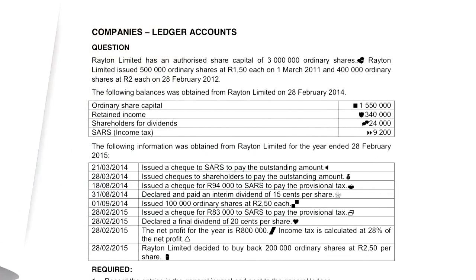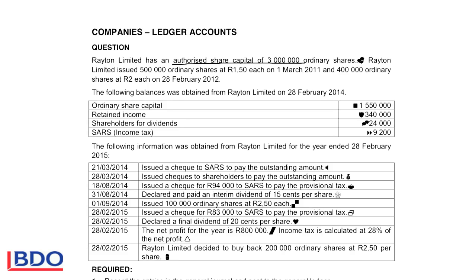Good morning. We will pay attention to the ledger accounts of companies today. If we look at the information, Rayton Limited has an authorised share capital of 3 million ordinary shares. We don't do any calculations with the authorised share capital. We will only use this information in the note.